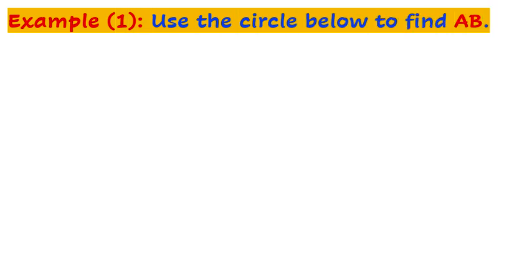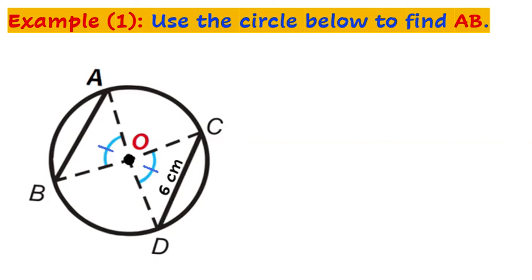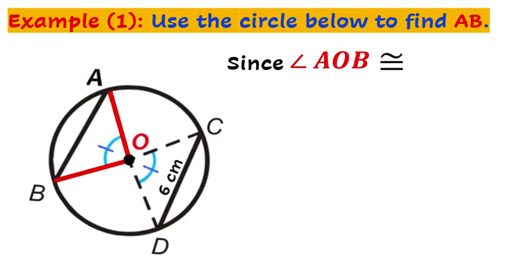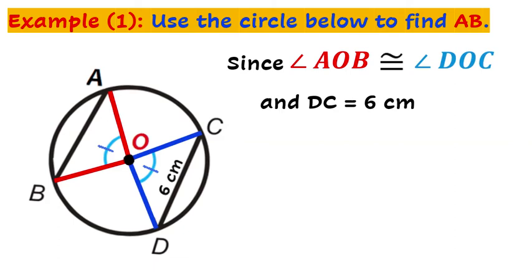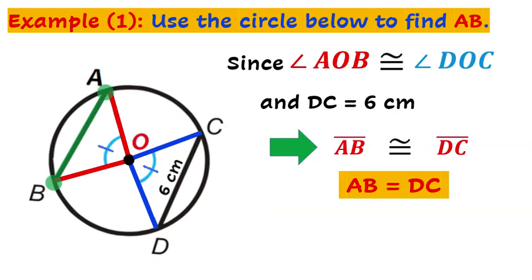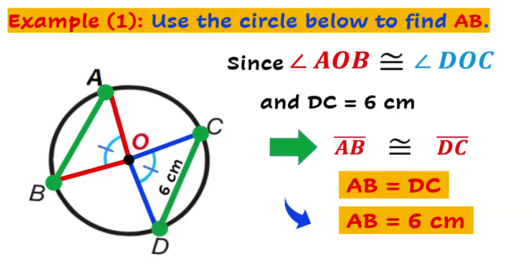Use the circle below to find the length of AB. AB is a chord here. We are given that two central angles are congruent. First, central angle AOB is congruent to the other central angle DOC, and DC is equal to 6 centimeters. So we can conclude that the chord AB is congruent to the chord DC, and so AB equals DC, and finally we can say that AB is equal to 6 centimeters.